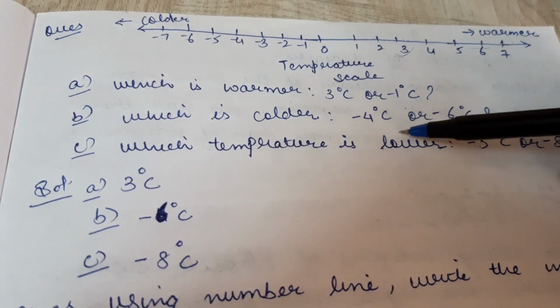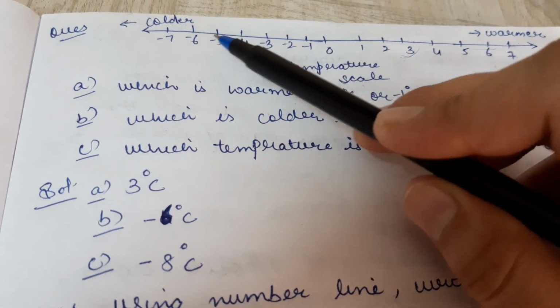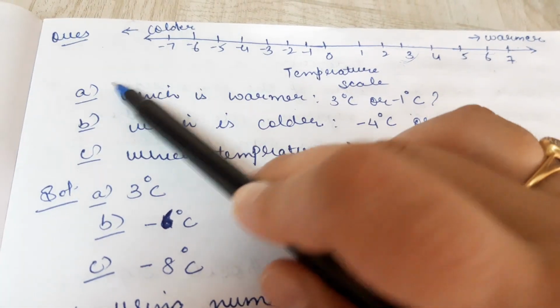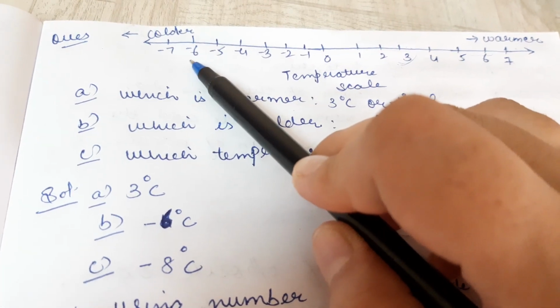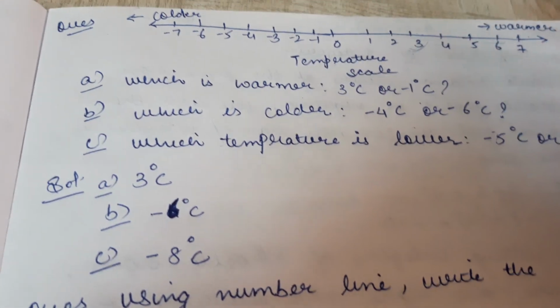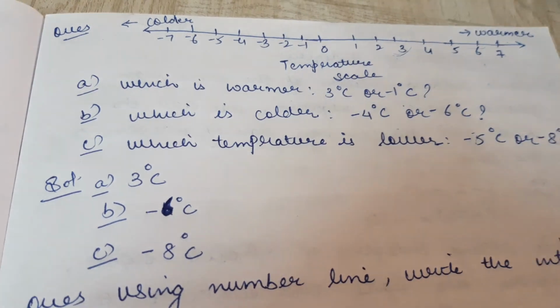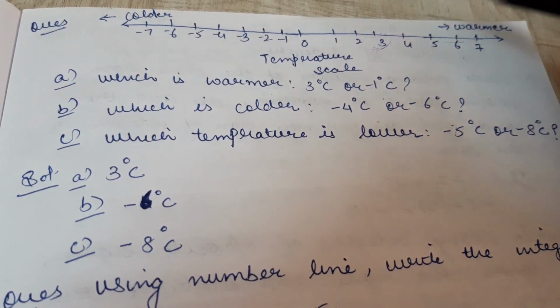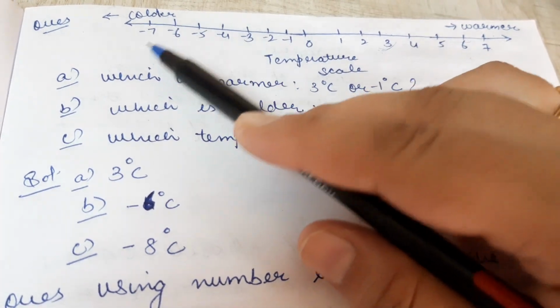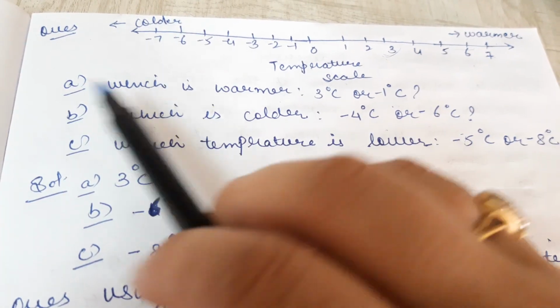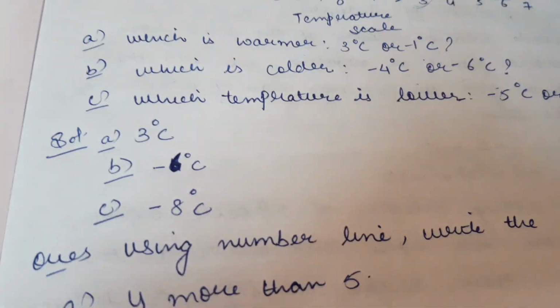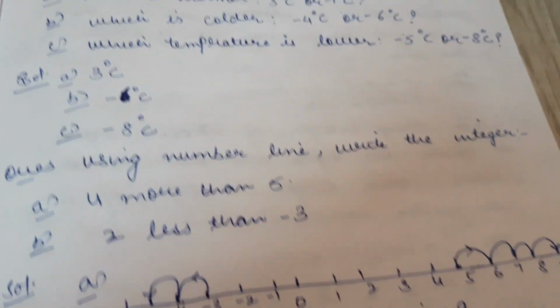Which is colder, minus 4 or minus 6? This is minus 4 and minus 6. Now colder is towards the left. So the number which is towards the left will be colder. So minus 6 is colder. Which temperature is lower, minus 5 or minus 8 degrees Celsius? Minus 5 and minus 8. Now the temperature which is towards the left will be colder. So minus 8 degrees Celsius will be colder.